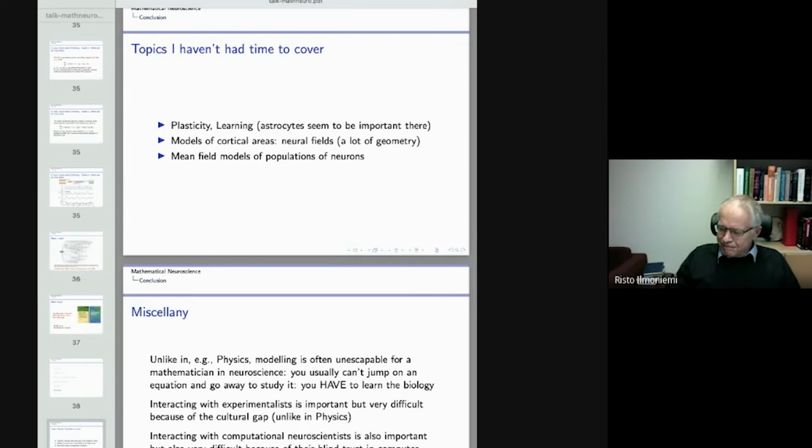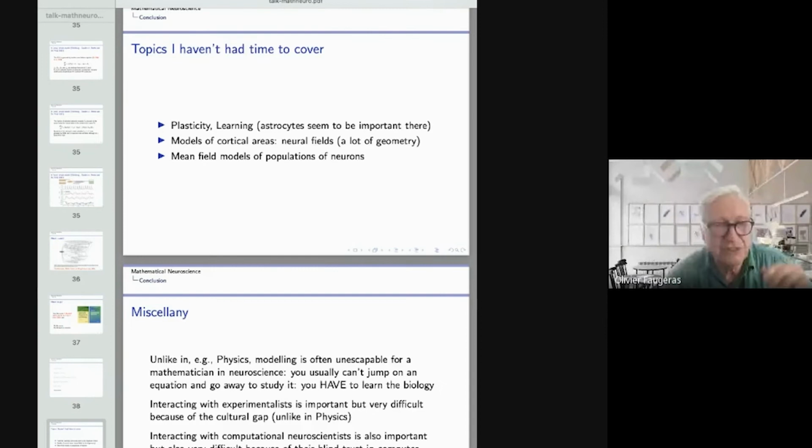Could you comment on studies, mathematical studies of time constants in neurons? There are many of them in the stochastics, in the membrane time constant, and the whole neuron has a time constant. Yeah, it's true also for the astrocytes, the interaction with astrocytes, which have much, much larger time constants.